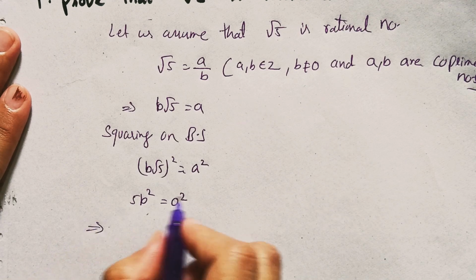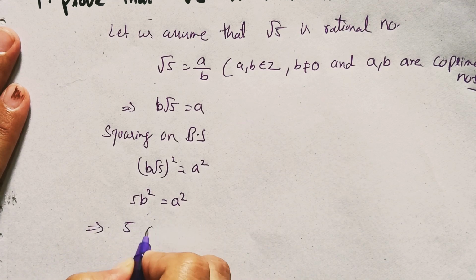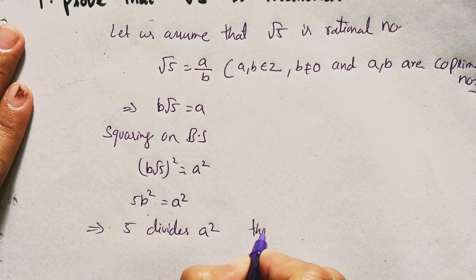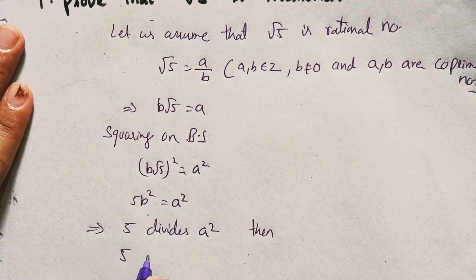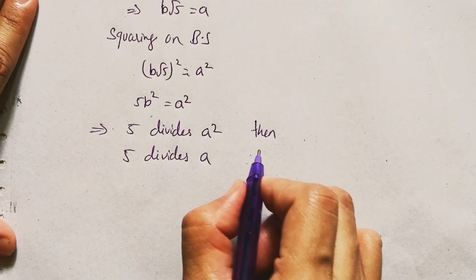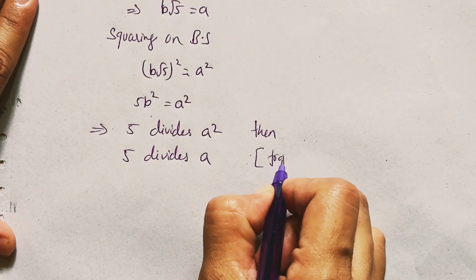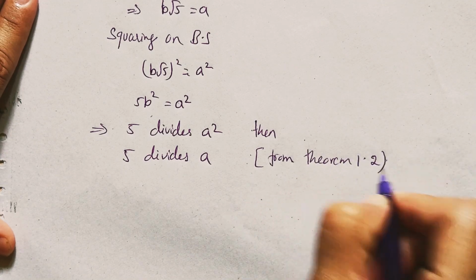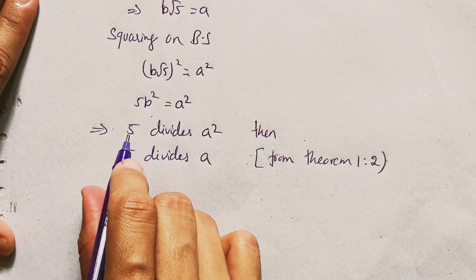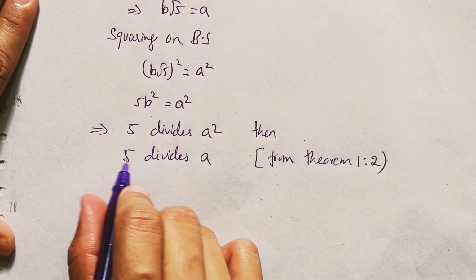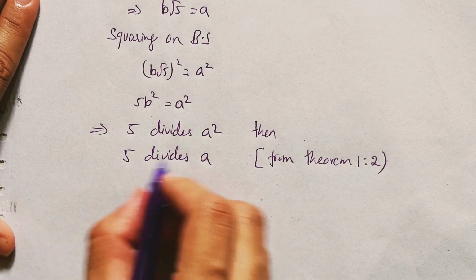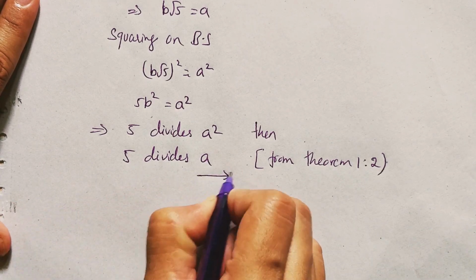So here we can write it as 5 divides a square. Then 5 also divides a. So this we can say from theorem 1.2: if p divides a square, then p divides a. Like that, 5 divides a square, then 5 divides a. Okay, this is equation 1.